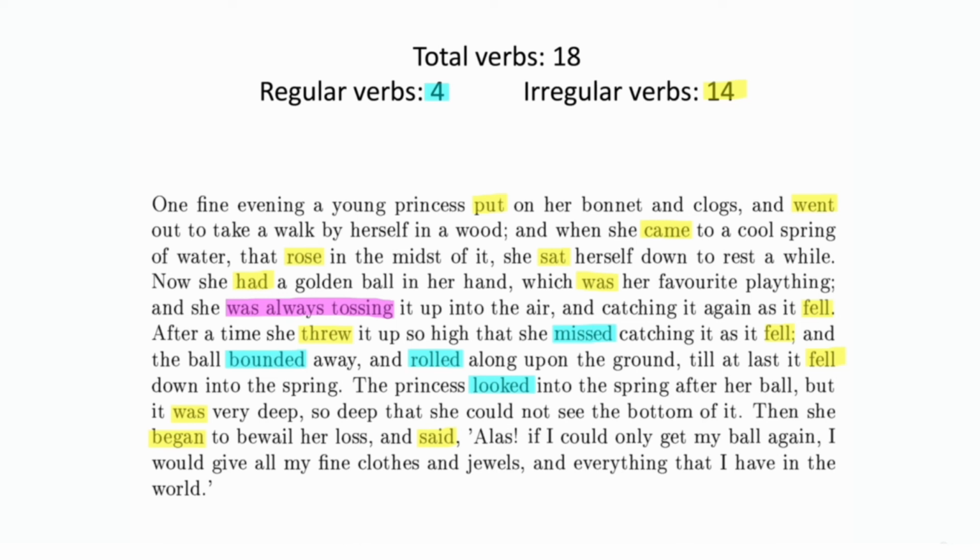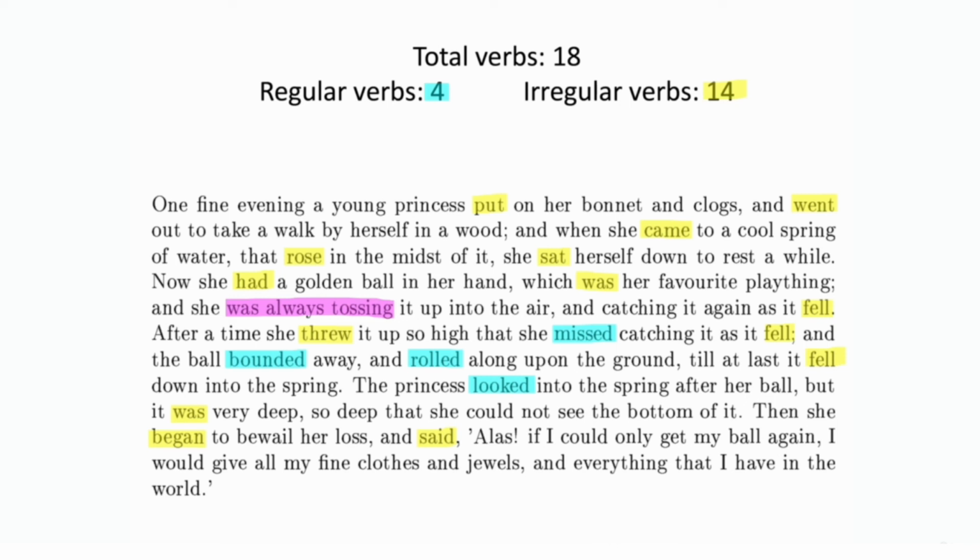14 of these verbs are irregular verbs: put, went, came, rose, sat, had, was, fell, threw, began, and said.